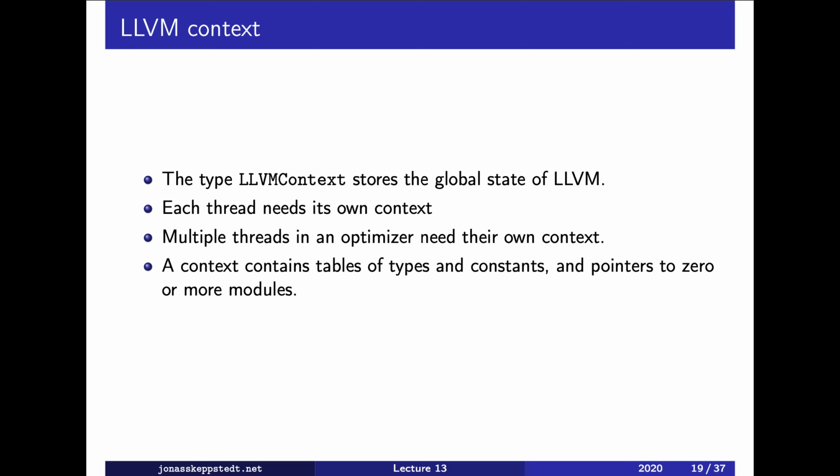When working on the intermediate representation with one thread in the tool that is doing this, there needs to be an LLVM context. And the context contains tables such as for constants and pointers to modules. And as I mentioned, if we have multiple threads doing the optimization, each one needs its own context.